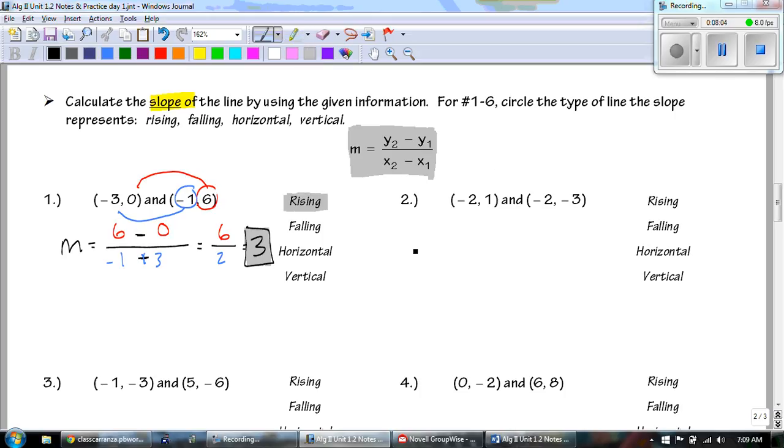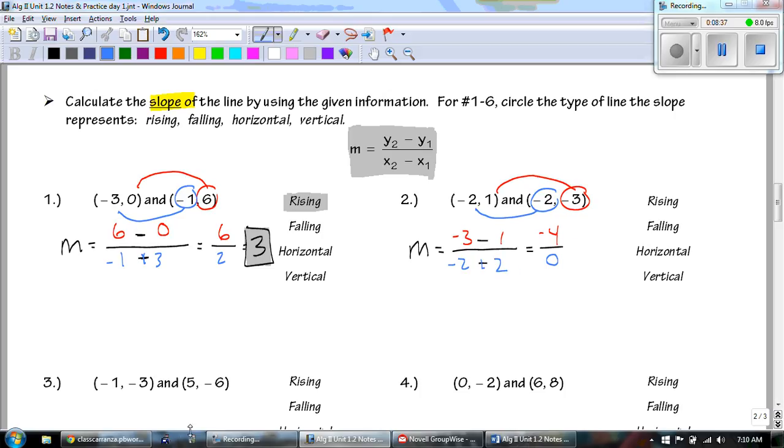Okay, so number 2. Once again, I'm going to start, write down my subtraction signs, and I've got negative 3 minus 1. And then on the bottom, we have negative 2, and that changes to a positive 2 because it's a negative. Always watch your signs. Negative 3 minus 1 is negative 4, and negative 2 plus 2 is 0.